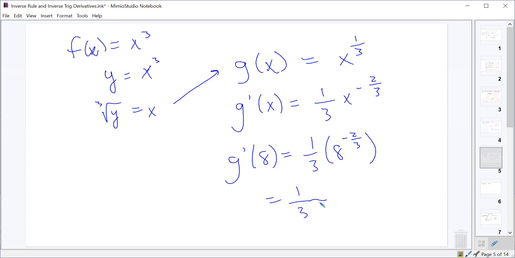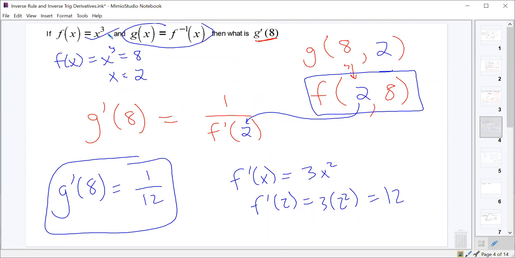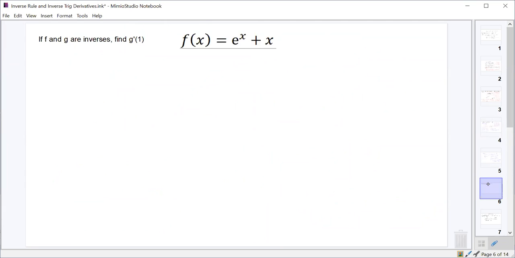And what's 8 to the negative 2/3? Well, that's 8 to the 2/3 in the denominator. And 8 to the 2/3, well, cube root of 8 is 2 and squared is 4. So this is 1 over 12, which is exactly what we got. So we could have not used the inverse rule, and we could have just found the inverse of the function and then plugged in, which would be fine. But there are cases where it's not very easy to find the inverse function of what we're dealing with. So we were dealing with a pretty straightforward function there, X cubed. But suppose I gave you something like F of X equals e to the X plus X. Well, solving that for X is going to be a little bit more problematic.